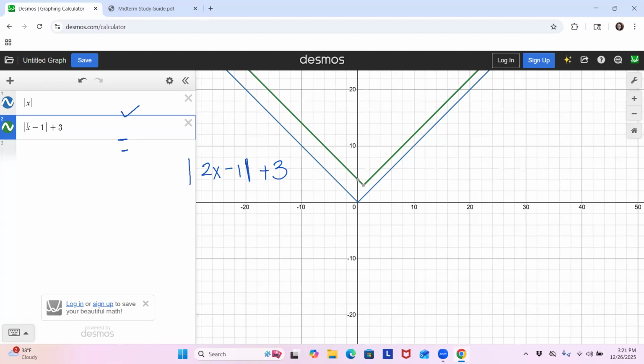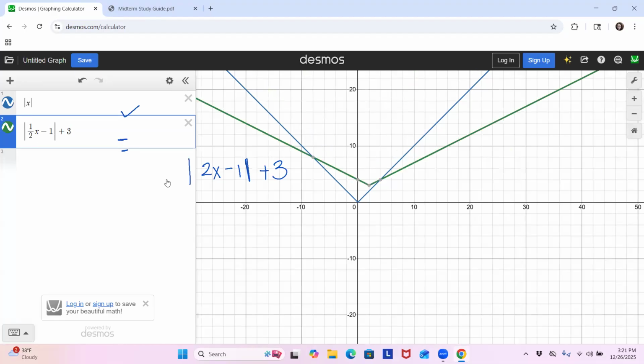Now we want to expand horizontally. So we want our new one, the green one, to be bigger. So let's see what this 2 does. No, that made it skinnier. So let's make it a half. Yes, there we go.